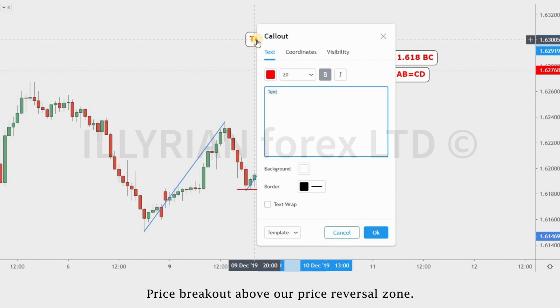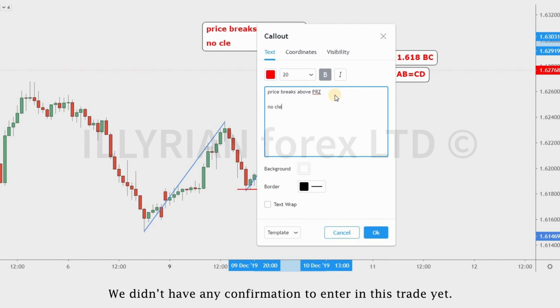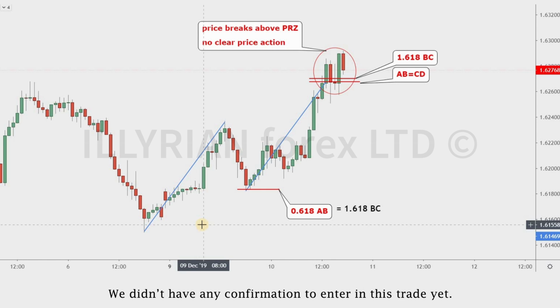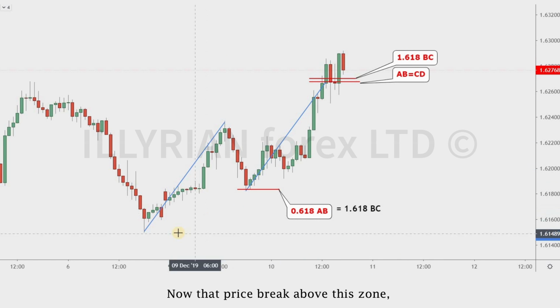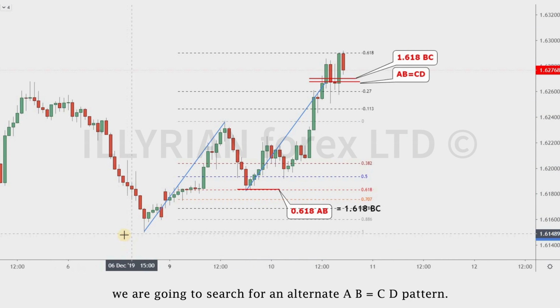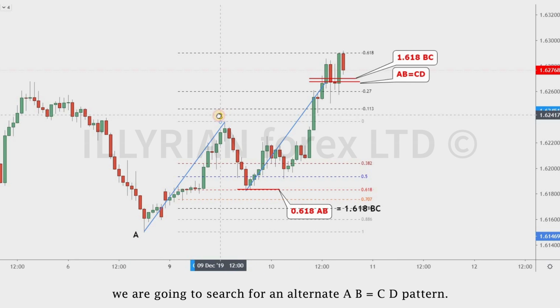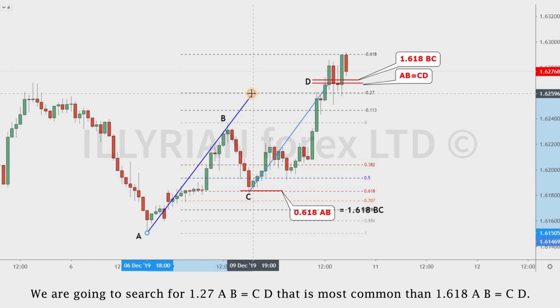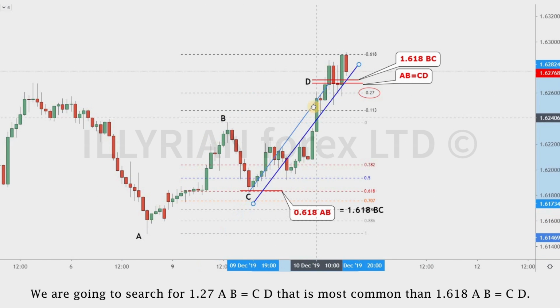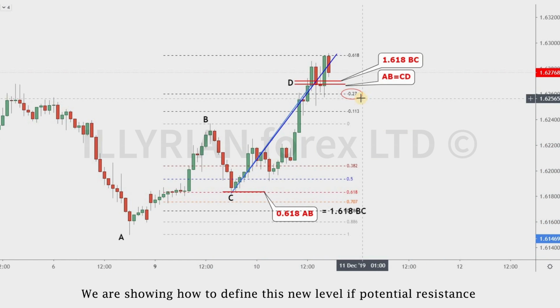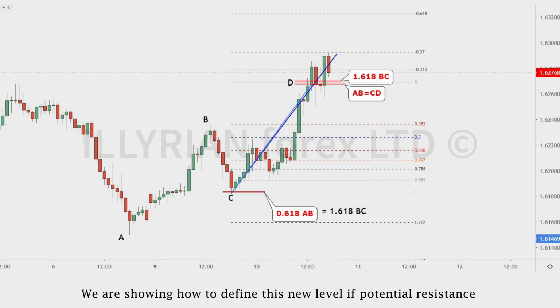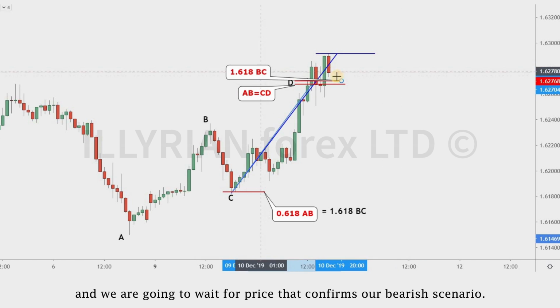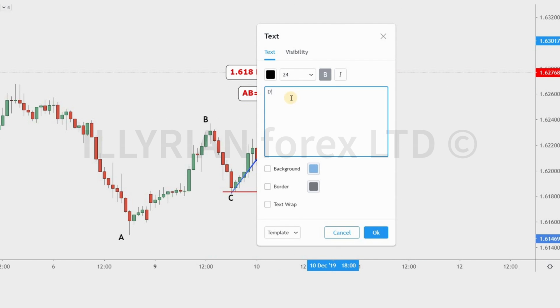Price breaks out above our price reversal zone. We don't have any confirmation to enter this trade yet. Now that price has broken above this zone, we are going to search for an alternate AB equals CD pattern. We are going to search for 1.27 AB equals CD, which is more common than 1.618 AB equals CD. We show how to define this new level as potential resistance, and we wait for price action that confirms our bearish scenario.